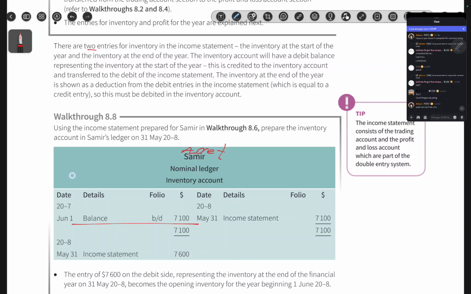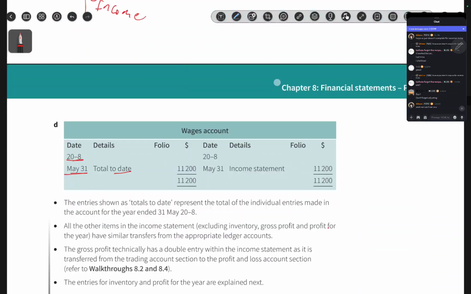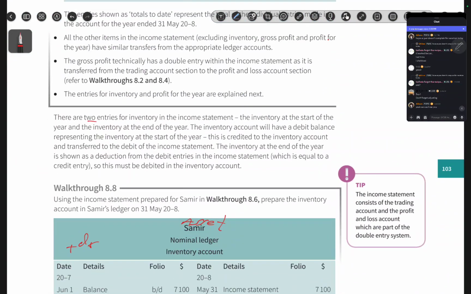And we know that assets have a positive debit balance, meaning if you want to increase the asset, you debit the asset account. Okay, so to represent that there is positive inventory, you write 7,100 on the debit side. There possibly cannot be negative inventory. Okay, debit balance representing the inventory value at the start of the year.